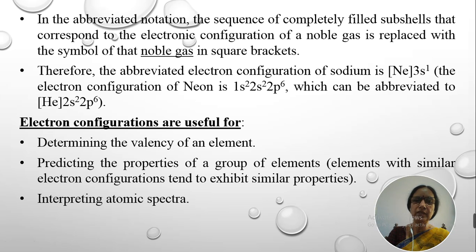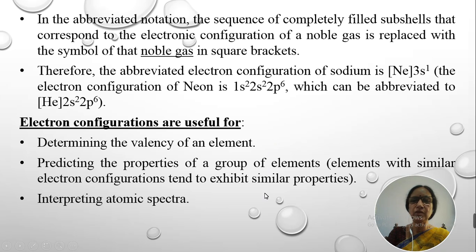Also, in turn it helps in understanding the atomic spectra, because one group of elements will exhibit a similar type of atomic spectra. So these are some of the uses that we have with the help of writing an electronic configuration. We can understand these things here.